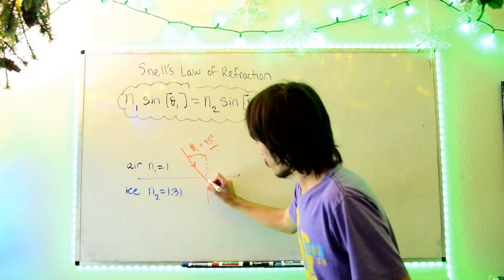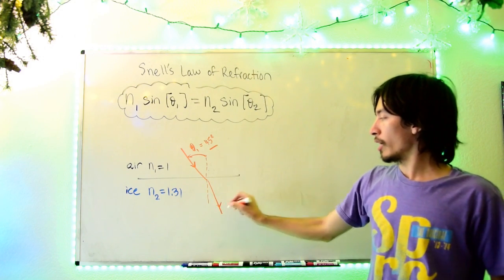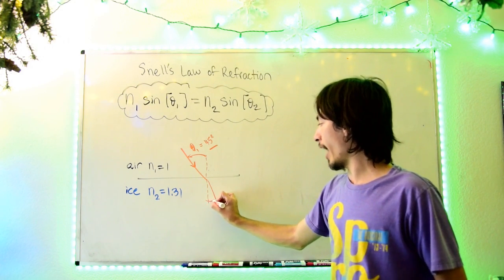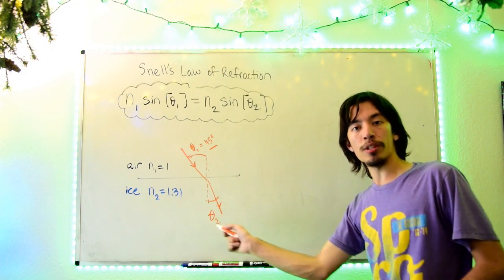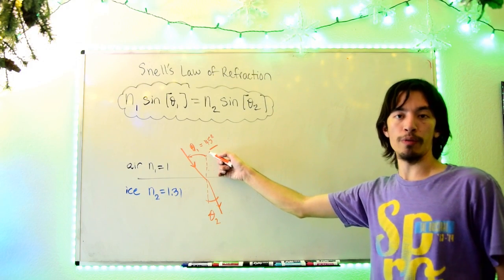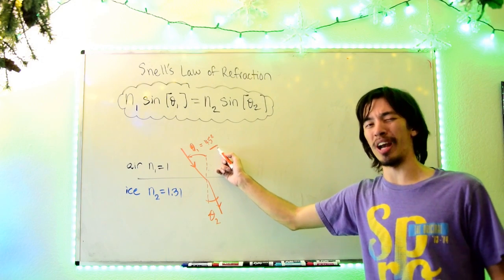The refracted ray will bend. We expect it to be towards the normal. So if it's toward the normal, the angle here, which is theta 2, is going to be smaller than theta 1. So if you get an answer that's larger or equal to 45, you know it's not correct.